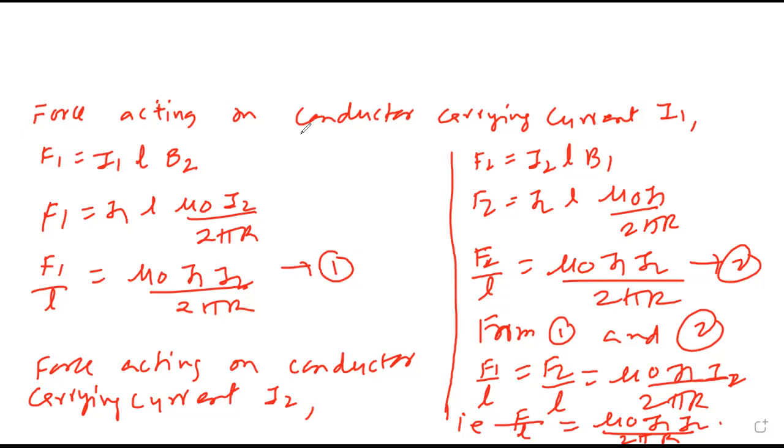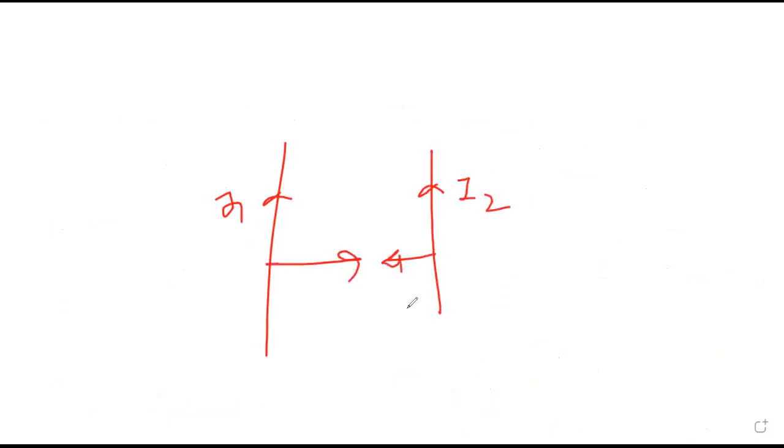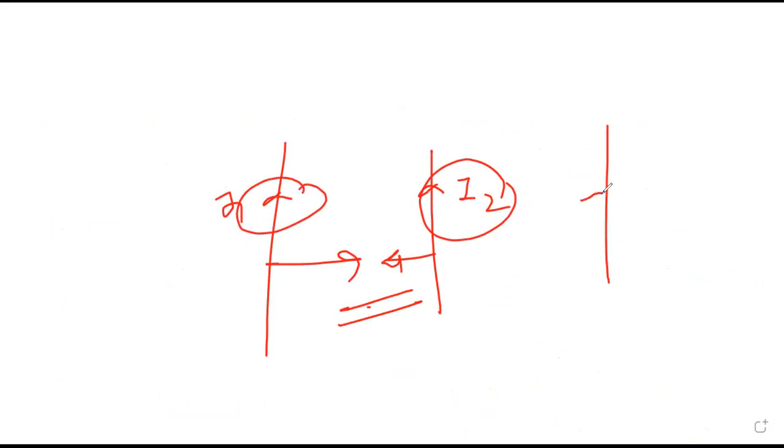Done? Was the current in the same direction in both conductors? Yeah. And what was the nature of force? Pulling the conductors together or moving away? Together. Means attraction or repulsion? Attraction. So it is opposite of charges. Same direction, it is attraction. Opposite direction, then you will get repulsion.